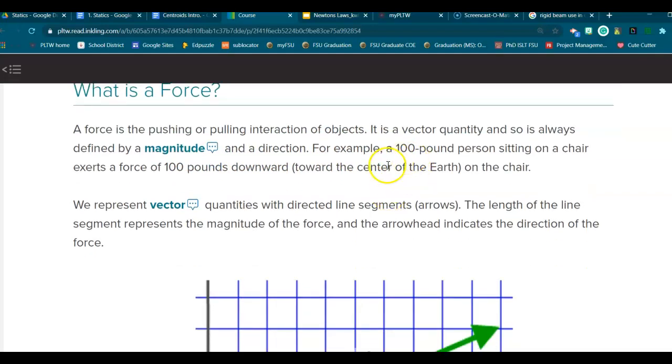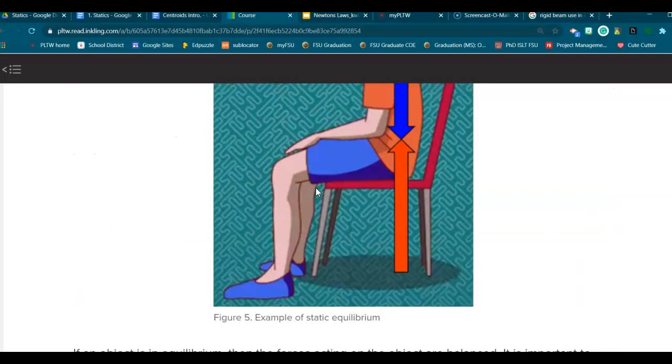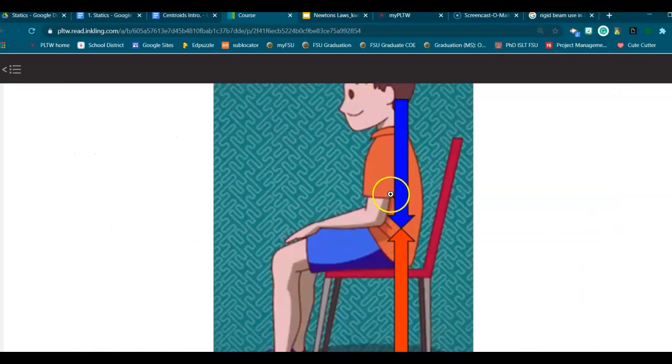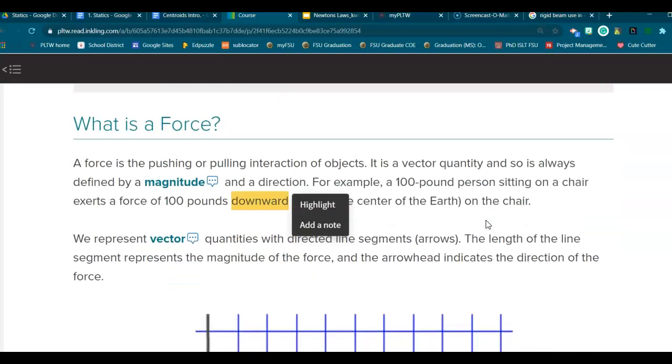Here's an example. A 100-pound person sitting in a chair, like we just saw in the picture, exerts a force of 100 pounds downward towards the center of the earth on that chair. So that is two things. That's 100 pounds of force, and it's going in the downward direction. So we go back up to our friend here. 100 pounds going down. That's a vector. Two things, a number and a direction.